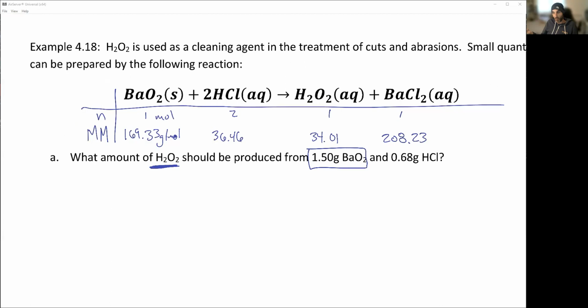I'm going to take the 1.50 grams of barium peroxide and solve for how much H2O2 we produce. I'm going to do the same thing for HCl. Whichever one produces less, that one had to limit the reaction. That one had to stop the reaction from continuing.